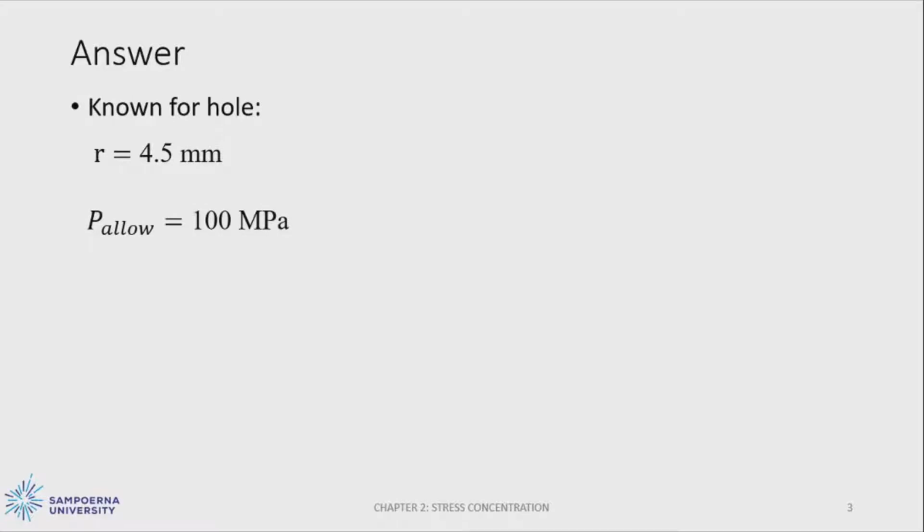To answer this kind of problem, we need to list all of the knowns for this question. We have r is 4.5 mm and the allowable stress is 100 megapascal. Then we need to calculate 2r over t, and we obtain 0.09375. And why do we need this one?